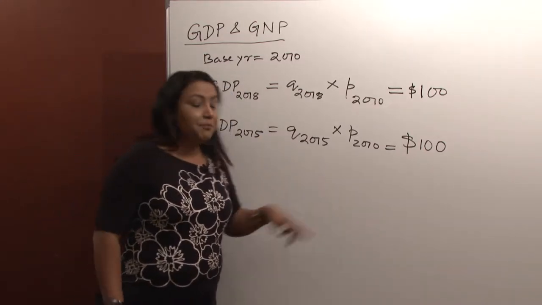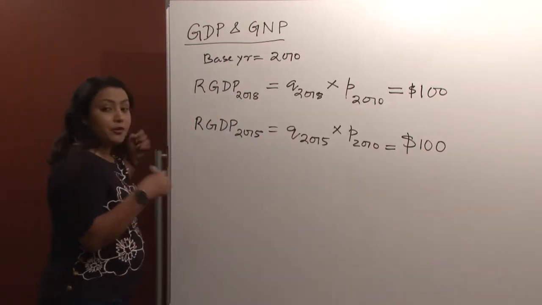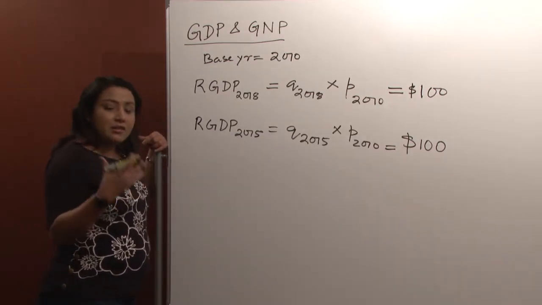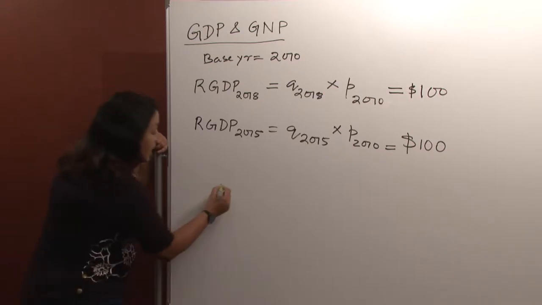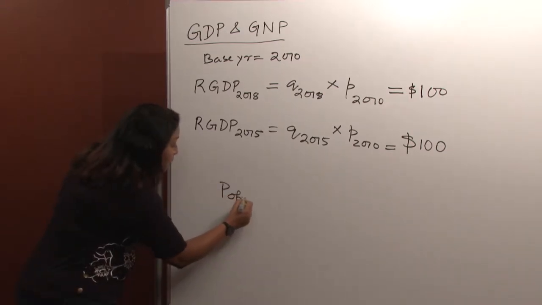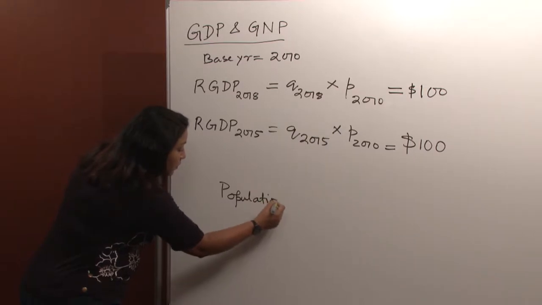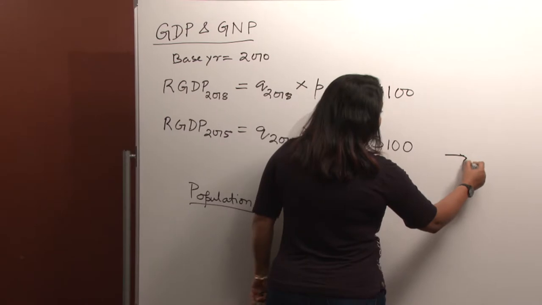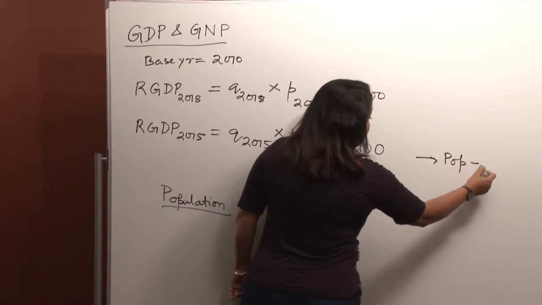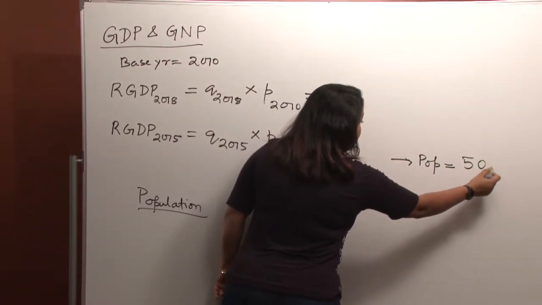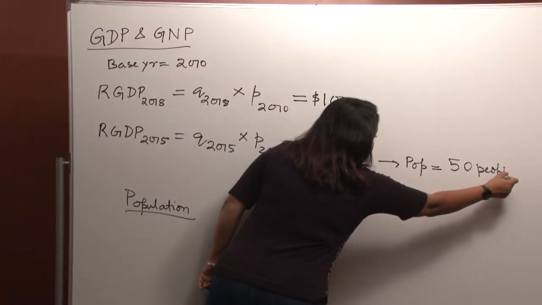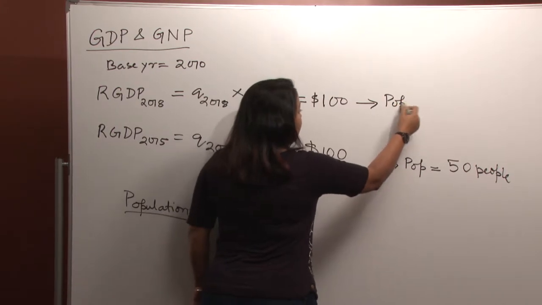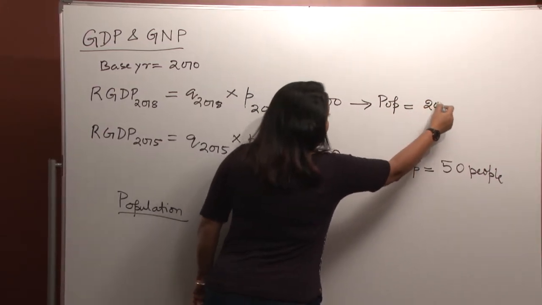And if you get the same number, then it means that the quantities must have been the same over the 2 years. But we also need to account for some other factors that may have changed in the economy besides the production ability and the prices. And that other factor is population. So in 2015, the population of the country may have been, let's say, 50 people. And in 2018, the population of the country, let's say, changed to 200 people.